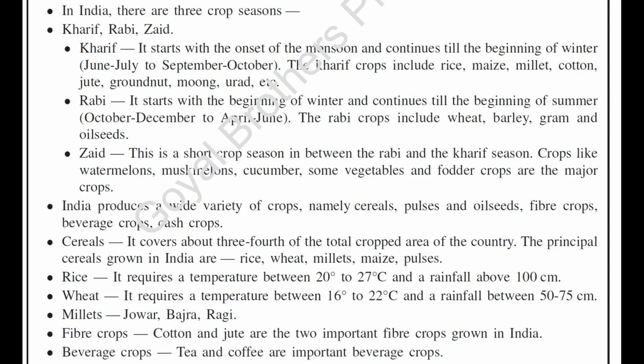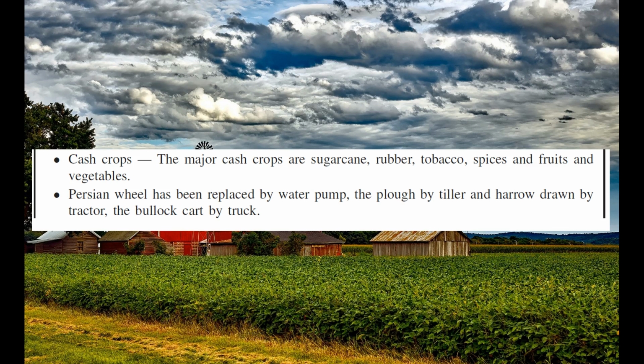Millets: jowar, bajra, ragi. Fiber crops. Cotton and jute are the 2 important fiber crops grown in India. Beverage crops. Tea and coffee are important beverage crops. Cash crops. The major cash crops are sugarcane, rubber, tobacco, spices and fruits and vegetables.